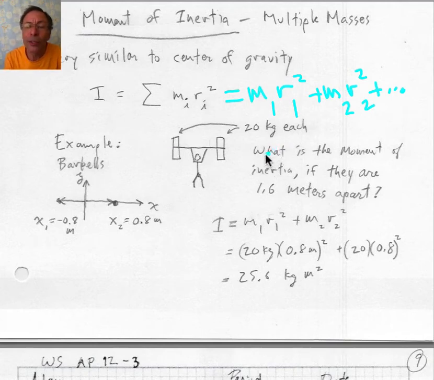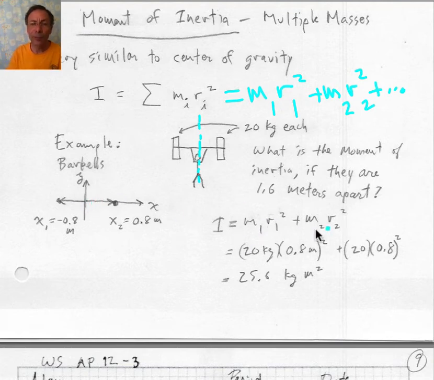So what is the moment of inertia if they're both 20 kilograms and they are 1.6 meters apart? We didn't say it, but the rotation axis would be like this. The distance from the rotation axis is half of 1.6 meters, which is 0.8 meters. To analyze this problem, you want to represent the masses by dots here, and they are 0.8 meters away from the rotation axis.